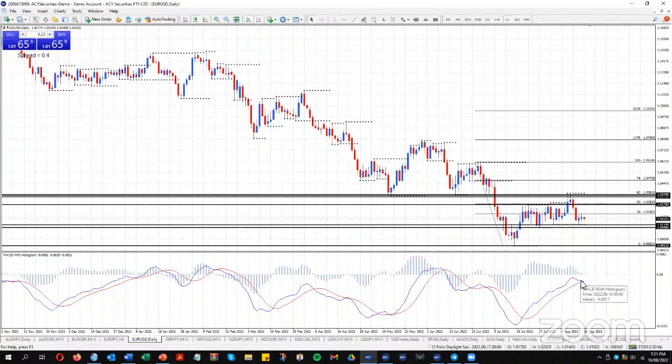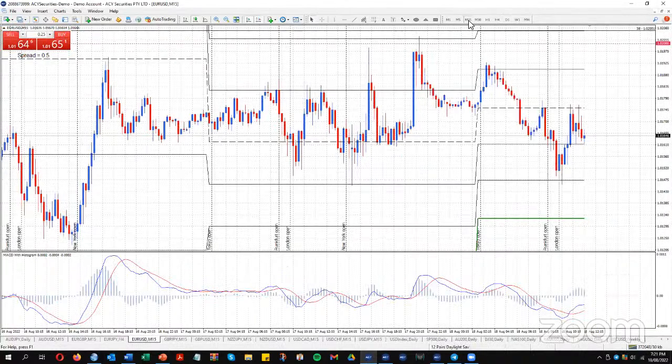MACD looks like it potentially wants to cross. So I'm anticipating we're going to move down to test the low that we formed, but be aware of where support is. You don't want to trade into support. So try to sell at the top of a rally somewhere is the key. 10200 would be great. Depends if it'll give you that.